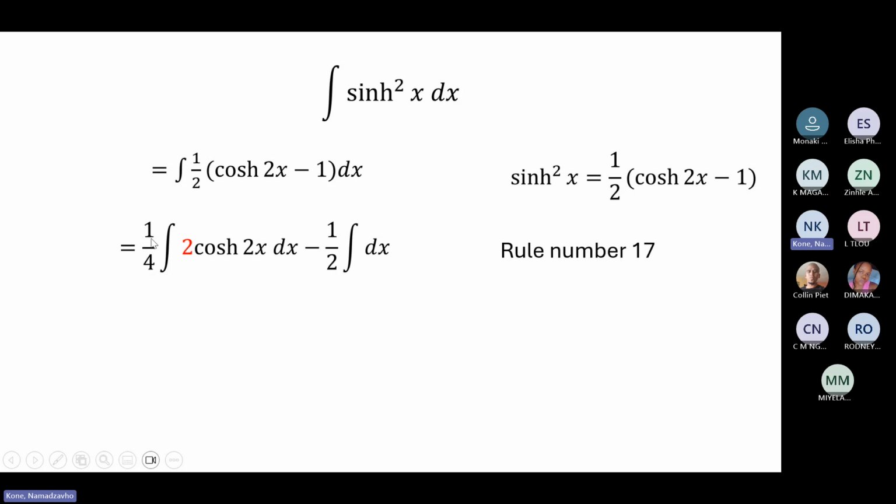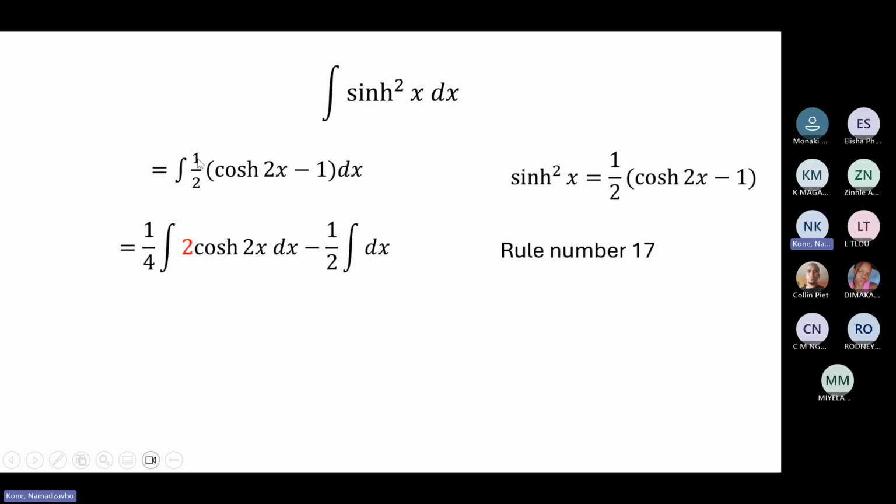The other half that is multiplying to give us 1 over 4 is the one that is compensating for this 2. Because if you take this 1 over 2 and multiply it inside, you get that half. You get this half perfectly. But we need this 2 to sit here. That's why we must bring another 1/2 and multiply it with this 1/2 to get the 1/4. Then now this is rule 17, exactly as it is.